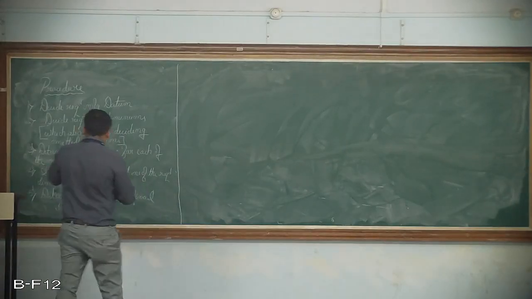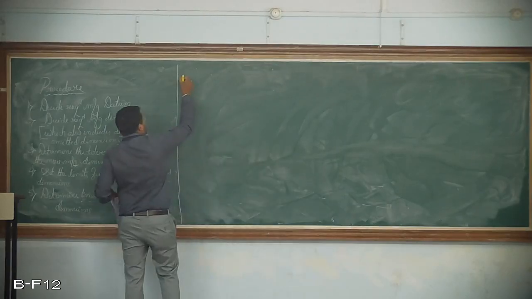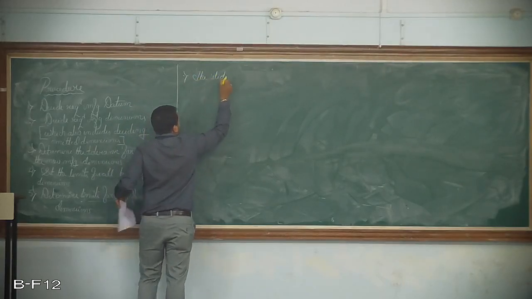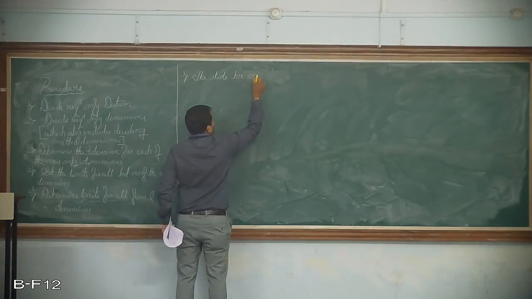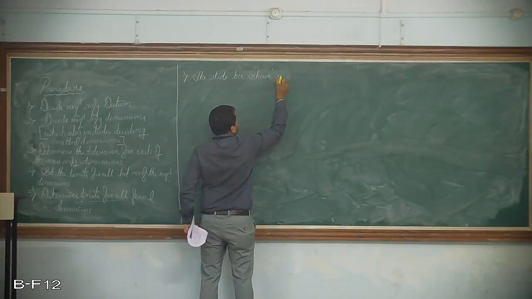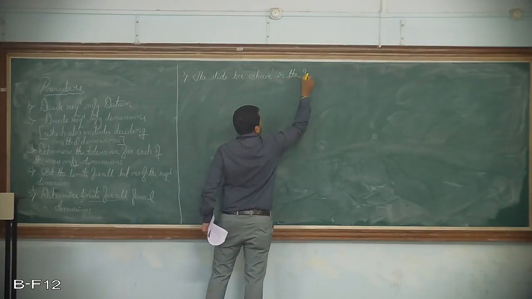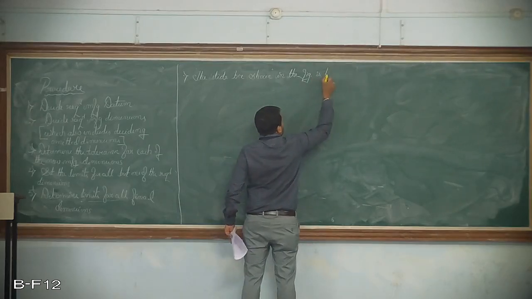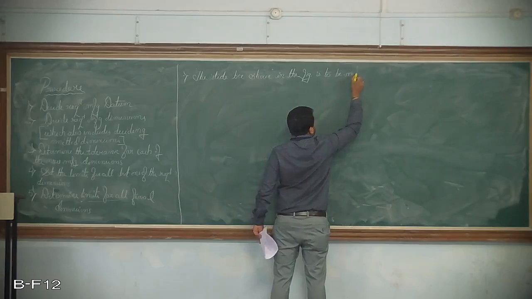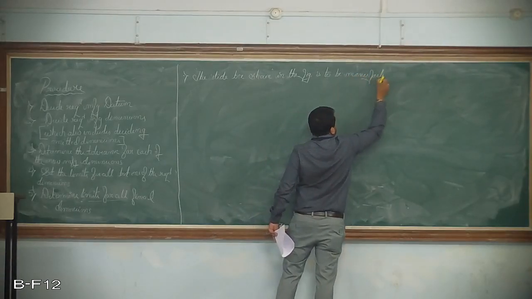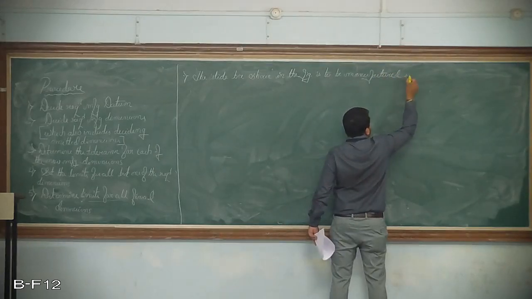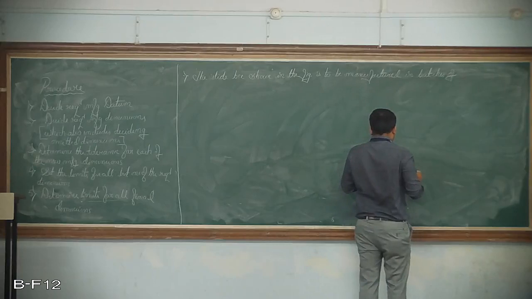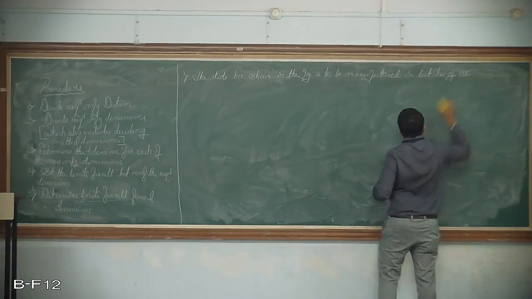Next, we take up the numerical. The slide block shown in the figure is to be manufactured in batches of 100.